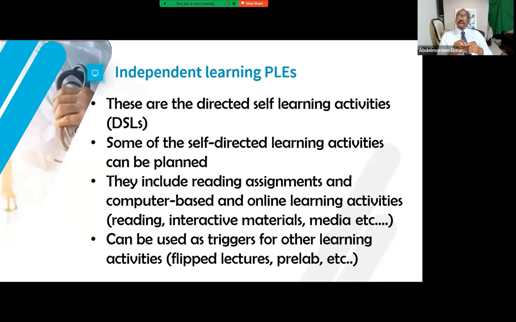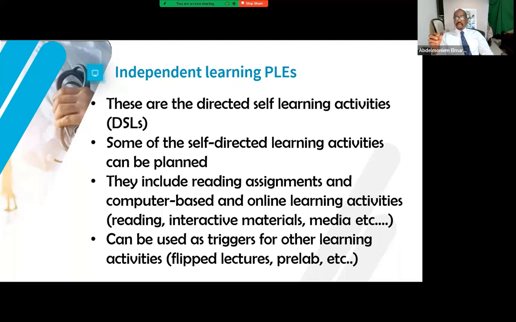For example, I take the students to the simulation center and I teach them, but I tell them that this simulation center will be kept open through the whole week. You can come anytime you like and learn anything you like. So this is self-directed learning. It is not directed self-learning, but it can also be planned. So there can also be planned learning experiences.